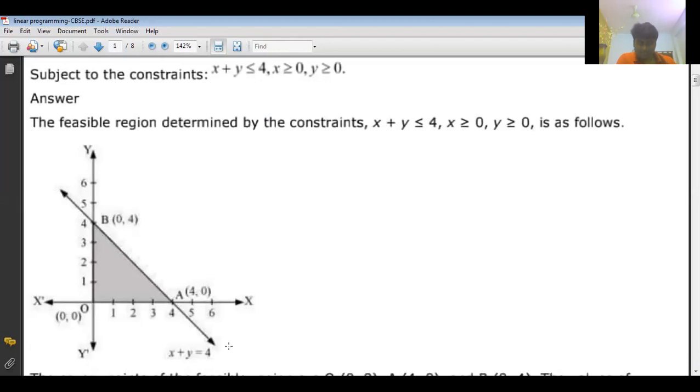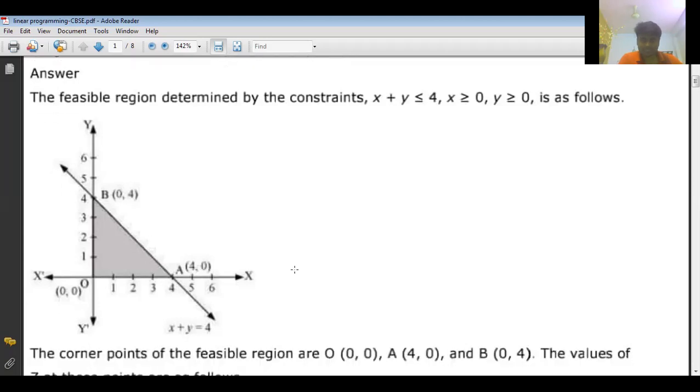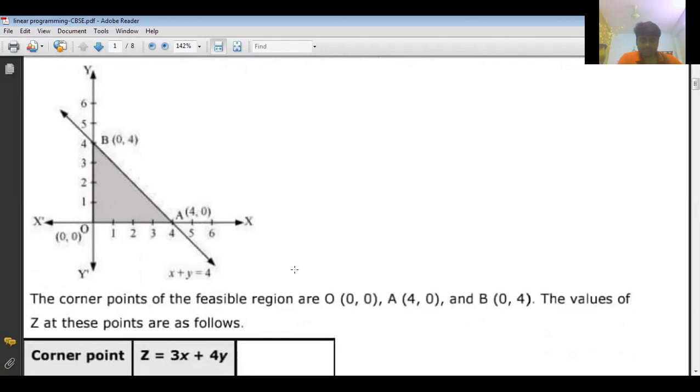Now let us join them. So here x plus y less than or equal to 4 is given, or greater than or equal to? Less than or equal to. So the required region is towards the origin. Correct? Inside, toward the origin, we will get the region here. So now what are the corner points we get from this figure? The region is bounded and closed. Okay, O, A, B. These are the corner points.